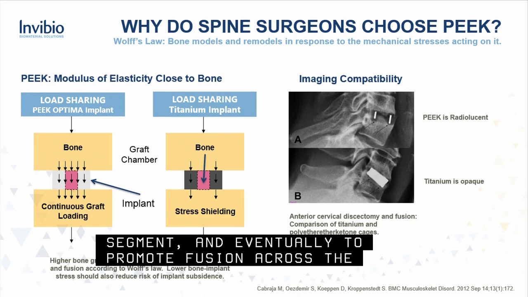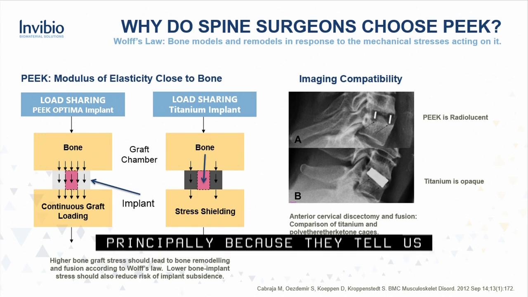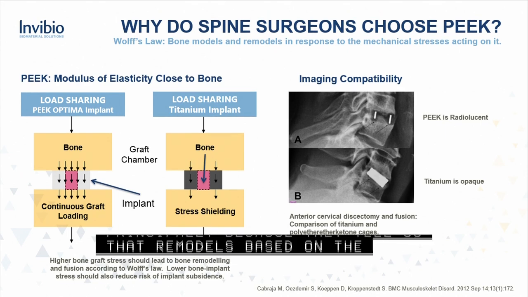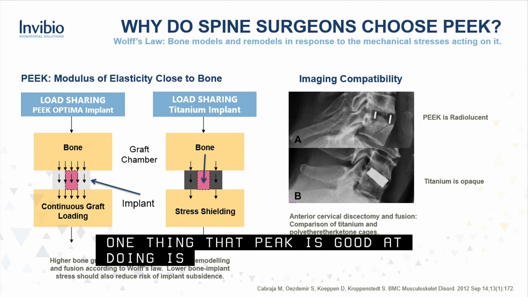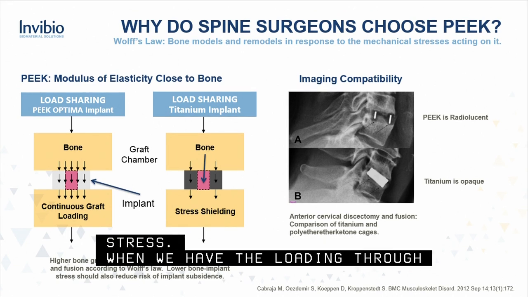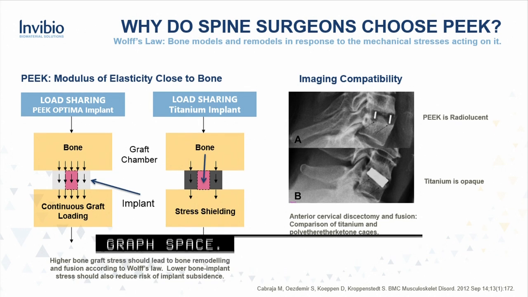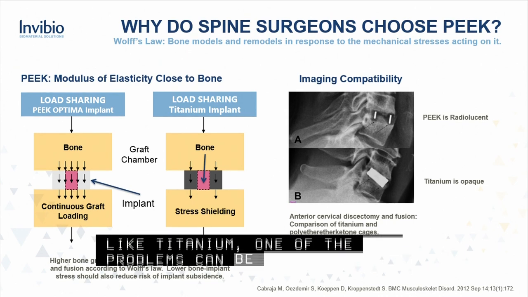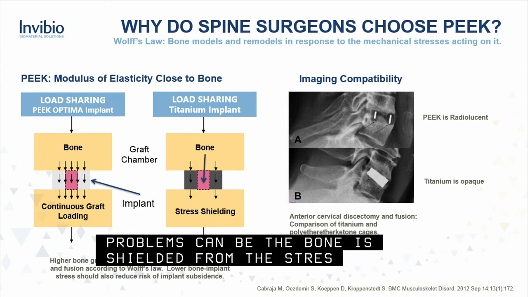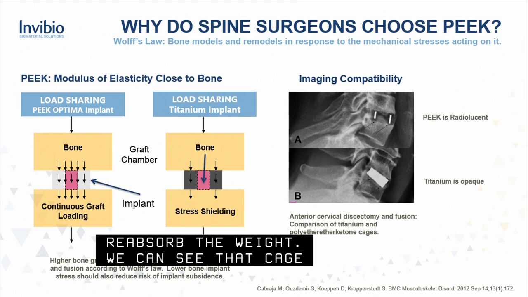So why do people use PEEK today? Principally because of Wolff's Law, which tells us that bone will model and remodel based on the stress that the bone feels. One thing PEEK is extremely good at is transferring that stress. When we have the loading through the spine, PEEK distributes that stress to the bone and into the graft space, promoting fusion. When we use stiffer materials like titanium, one of the problems can be that bone is shielded from the stress that it normally sees. The bone starts to resorb away from the implant, and we can see that cage sink down into the vertebra, and we can see pain come back.